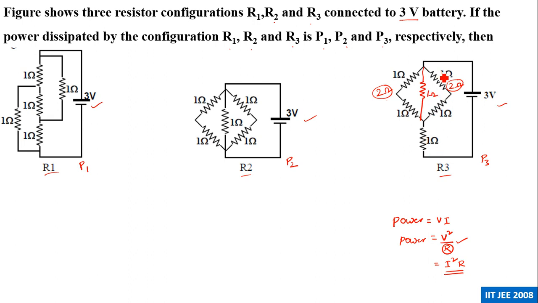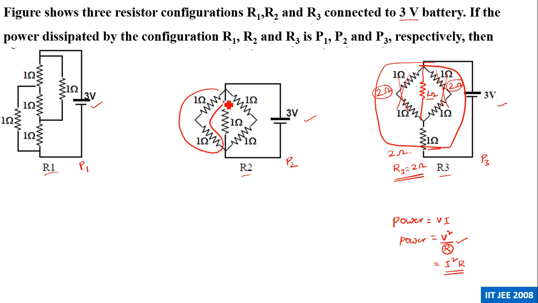Understand? Now you can remove all these resistors. Now you have this 1 ohm resistor along with this 1 ohm resistor. Both of them are in series. Once they are in series, you can say that the equivalent resistance for this whole circuit is 2 ohms. So R3 is equal to 2 ohms. That's simple, isn't it?